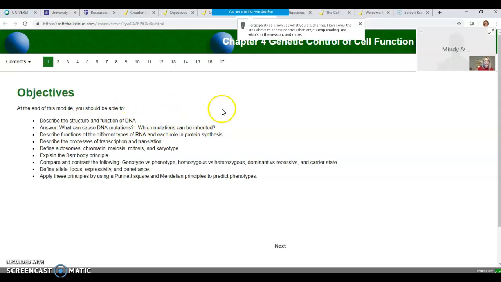Which mutations can be inherited? So we all end up with mutations that are happening all the time. But which are the mutations that we can actually pass on to our offspring? So if I have a mutation in one of my general somatic body cells, that's not a cell that's going to go to my offspring. So where would the mutation have to be if it was going to be passed on?